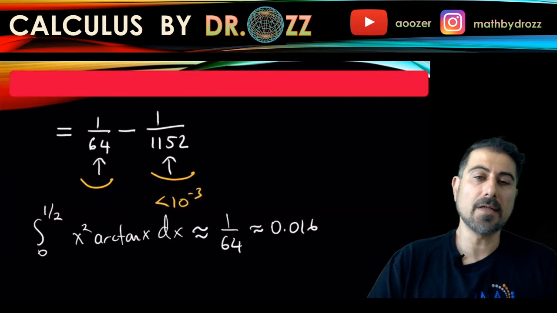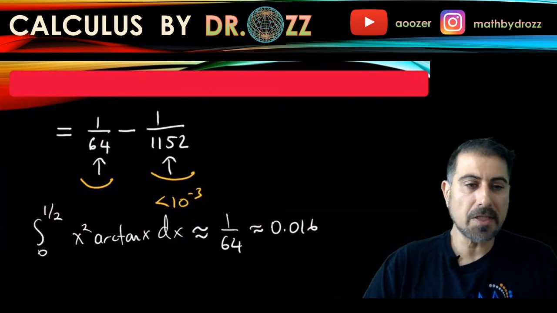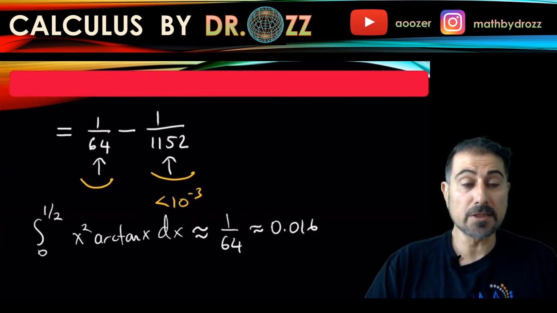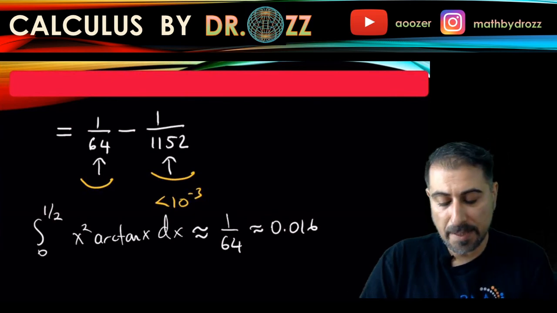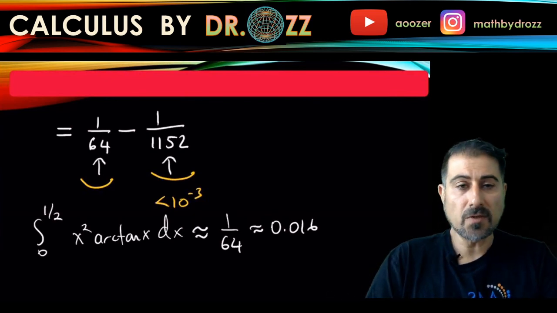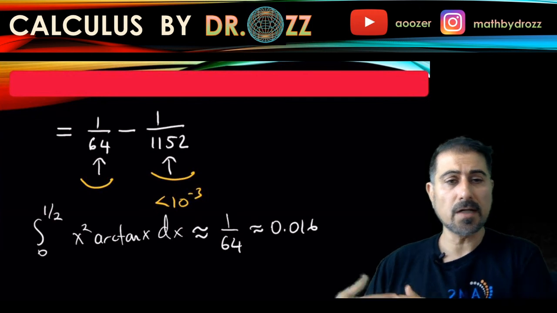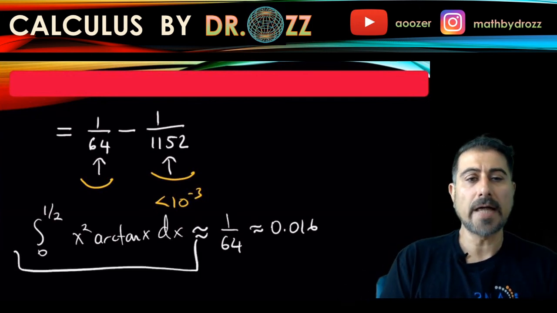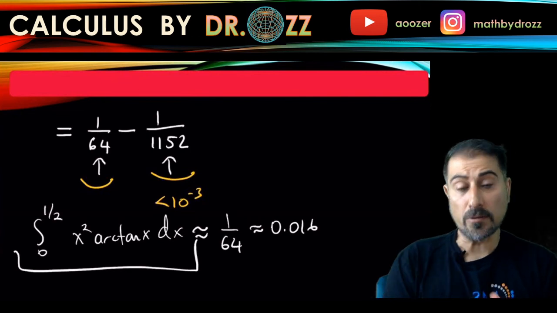This is how we implicitly use the alternating series remainder theorem to estimate the value of this integral. So power series are not just used to estimate function values, but in the meantime, integral values as well.